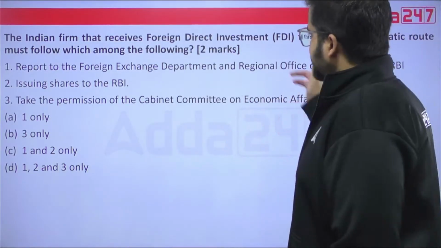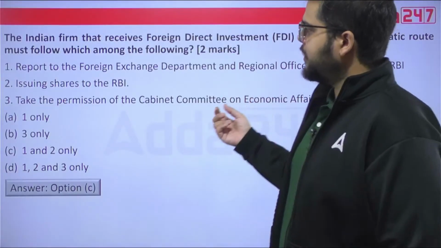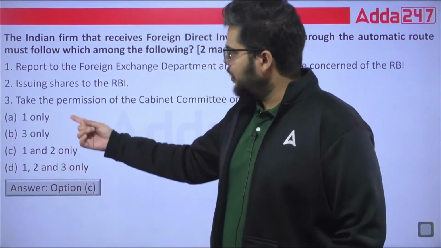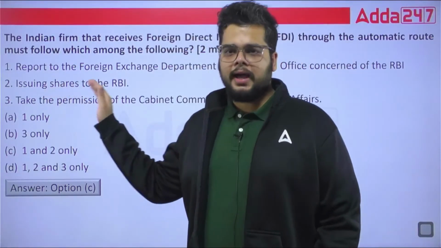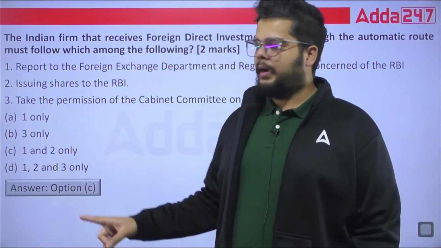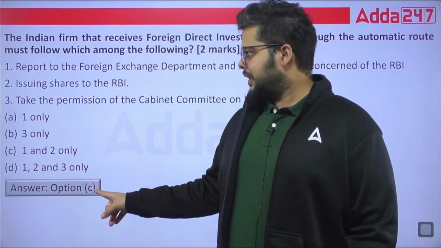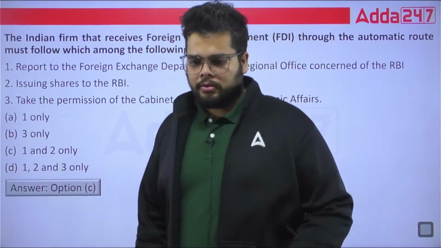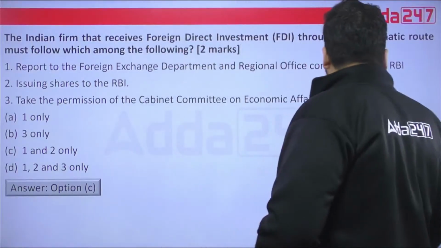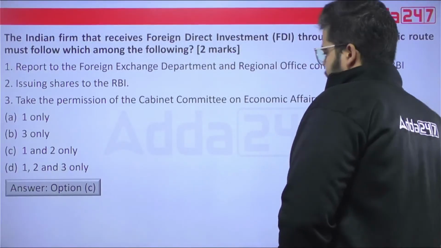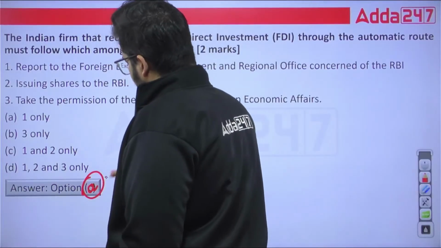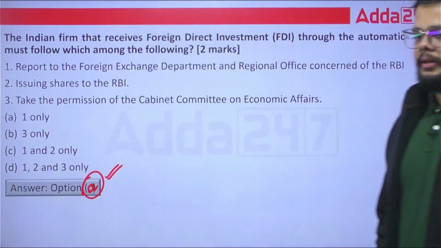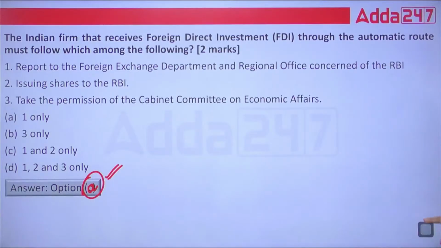Okay, so the correct answer for this question will be option C, that is 1. Option A, that is 1 only. Issuing shares to the RBI, it is a wrong statement. Here we have to amend the answer as option A. Okay, so what will be the correct answer here? The correct answer will be option A. Fine, this will be the correct answer. We will change it in the PDF also, don't worry.